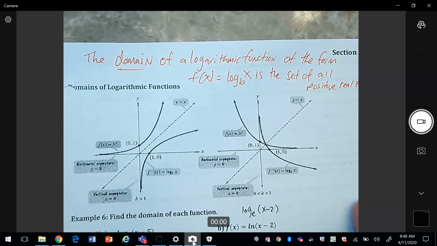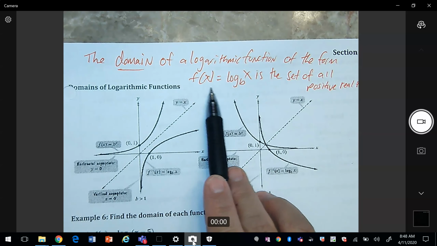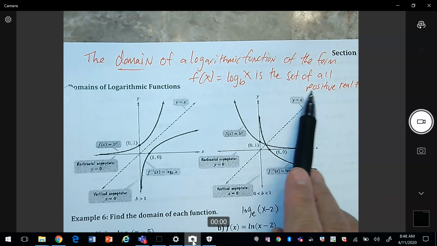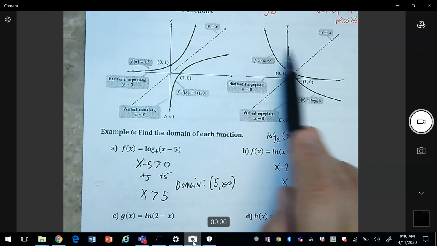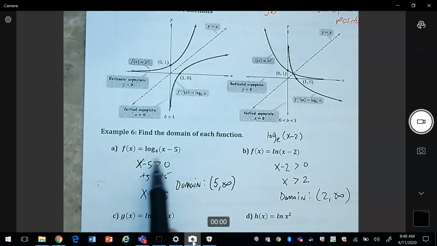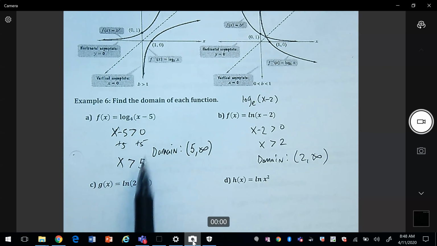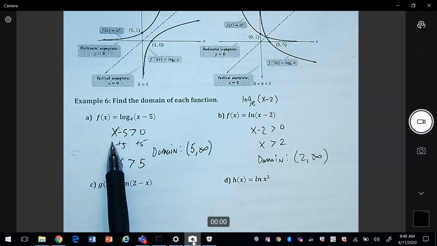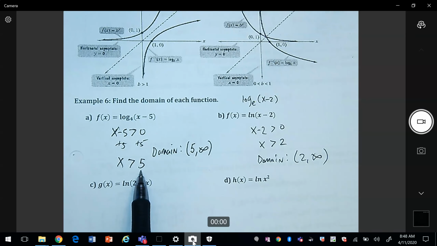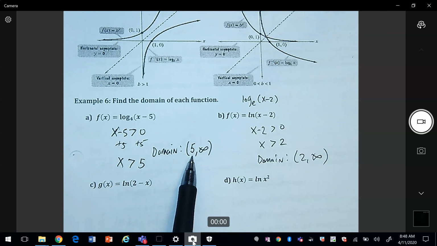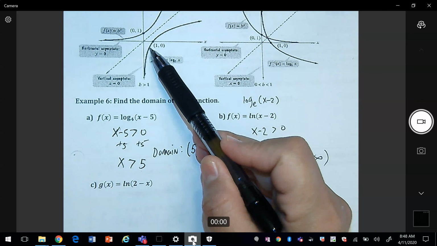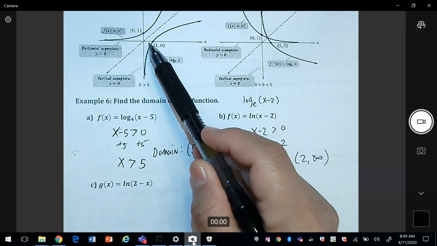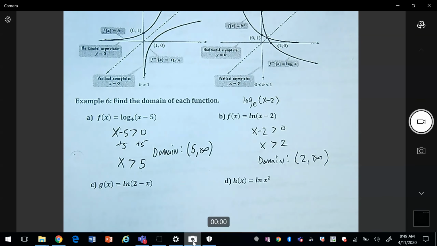So the domain of a logarithmic function of the form f of x equals log base b of x is the set of all positive real numbers. And these are just some examples of some logarithmic functions. So if we want to find the domain, you want to set the parentheses greater than 0. If I add a 5, then we get x is greater than 5. So your domain will be from 5 to infinity. We want it to be greater than 0 because you can see the graph here is going to get closer and closer to 0, but it's never going to get to it.